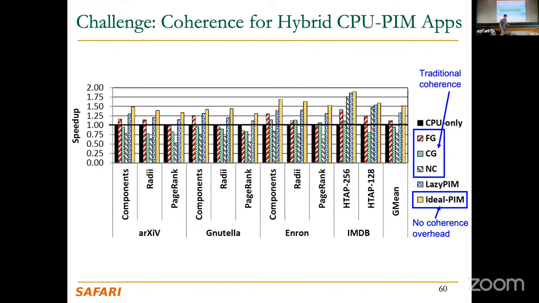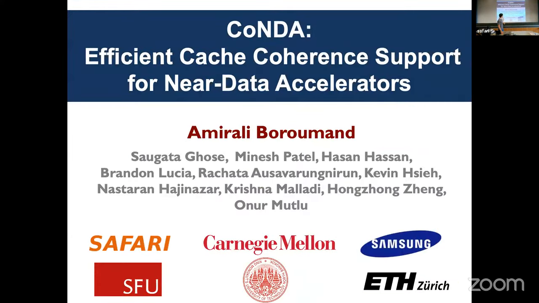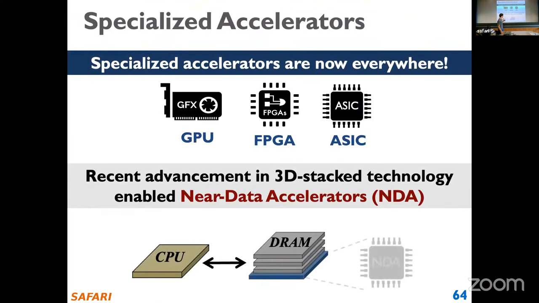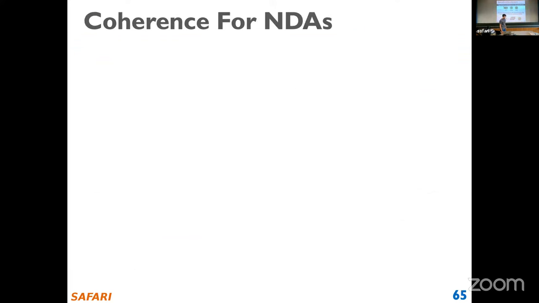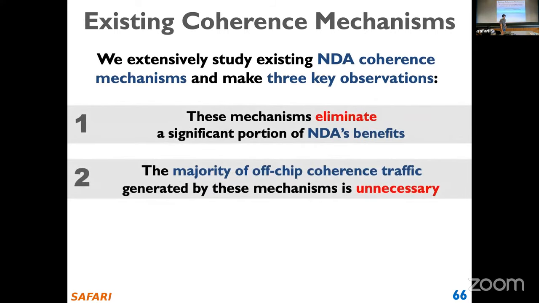And well, let me show you very quickly what this is about. CoNDA is the most recent publication from 2019. In CoNDA, the assumption is a processing in memory system or a memory-centric computing system with a CPU and with 3D stack DRAM with some accelerators or PIM cores in the logic layer, and exactly the situation that I was describing. We have CPUs and PIM cores accessing the same data structures at the same time. So we need to enable coherence, we need to create coherence mechanisms.